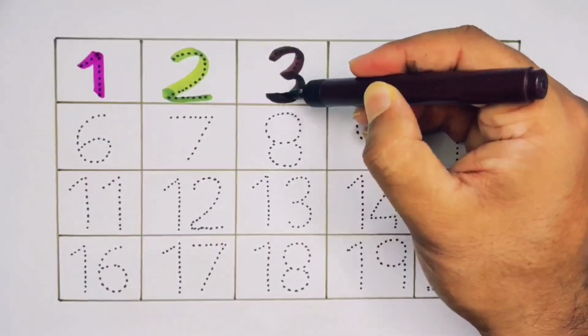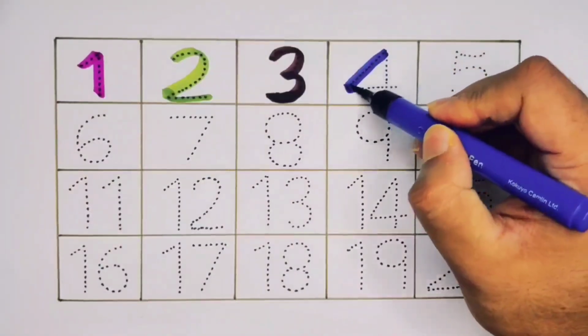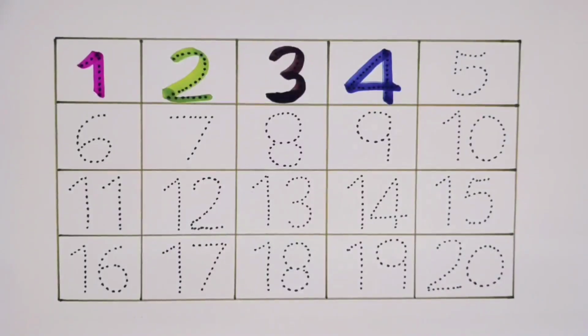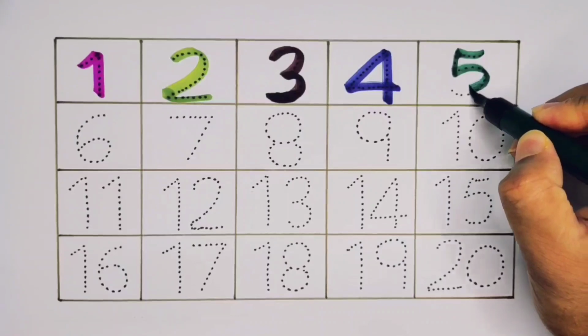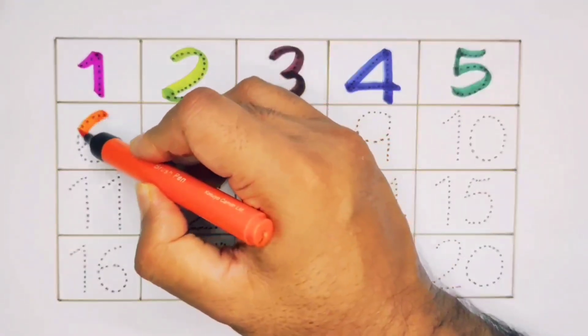3. A, B, C, D, E, F, G, H, I, J, K, L, M, N, O, P. Number 4. Q, R, S, T, U, V, W, X, Y, and Z. Number 5. Now I know my ABCs. Next time won't you sing with me?